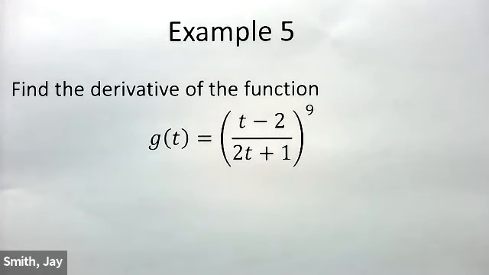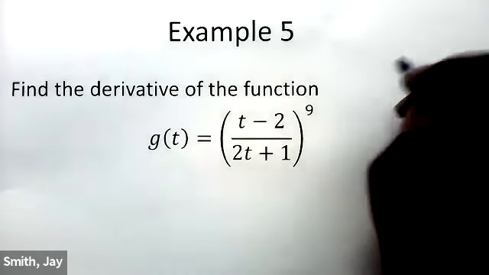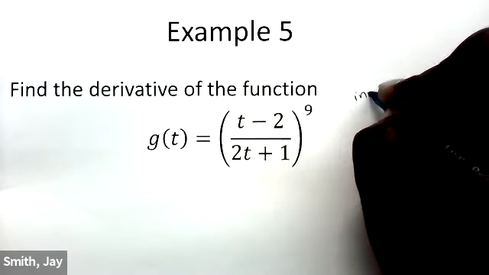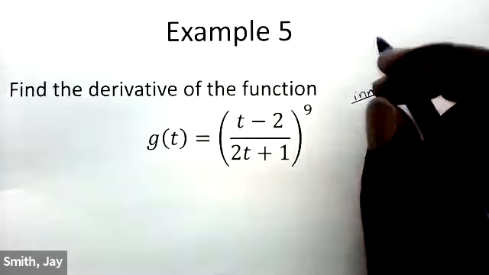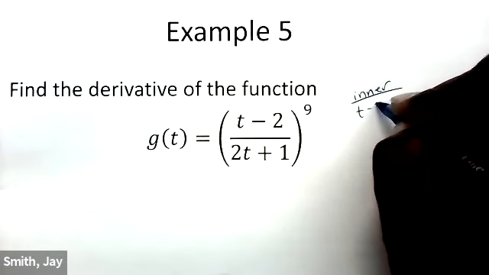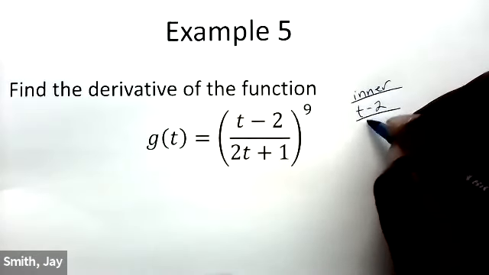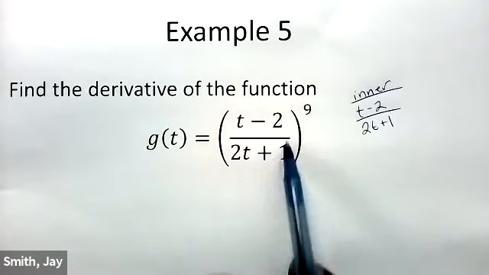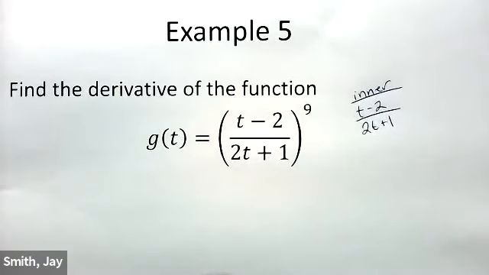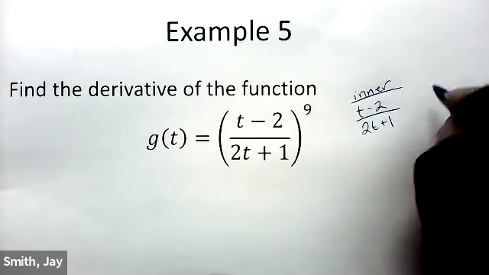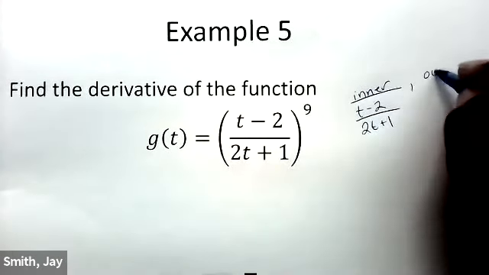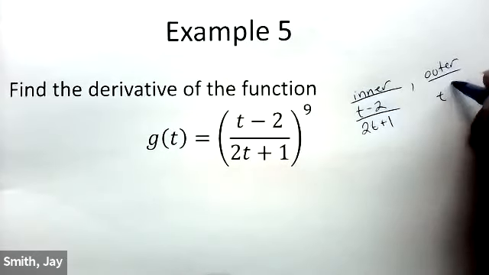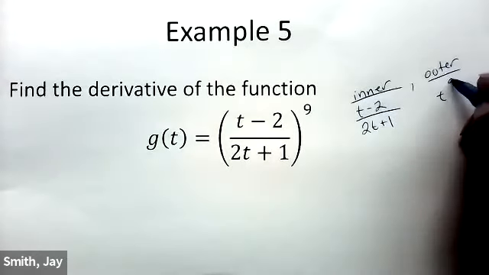So for this problem, well, first, let's label our inner and our outer functions. So what's my inner function? T minus 2 over 2t plus 1. This entire quotient is what's inside my parentheses. So that entire thing is my inner function. So what will my outer function be? X to the 9th, or in this case, t to the 9th, to stay consistent with the variable.